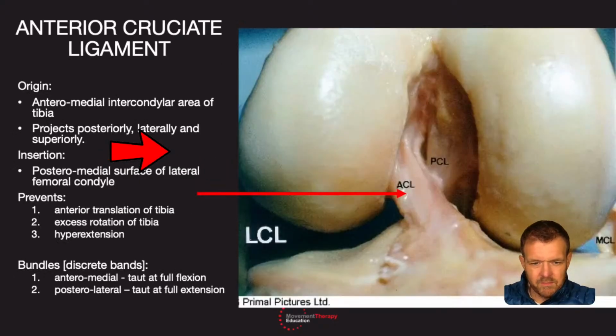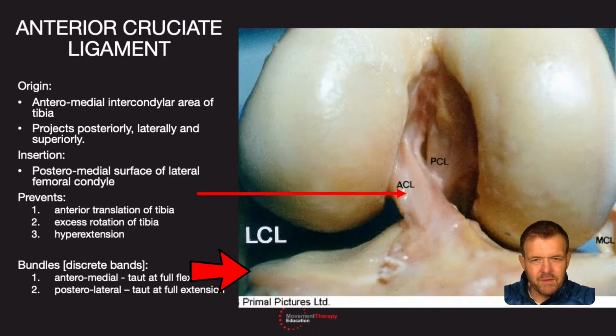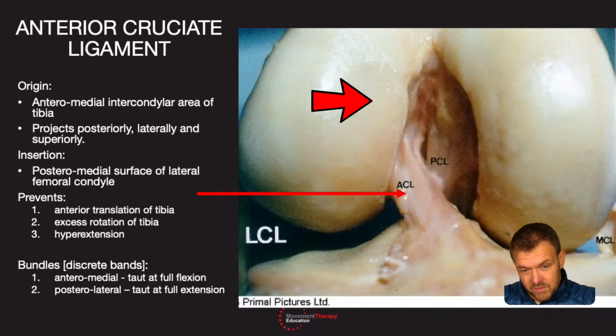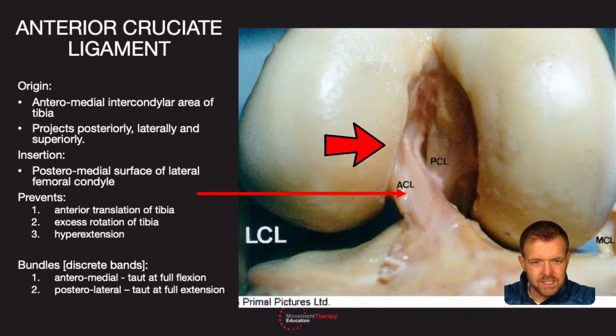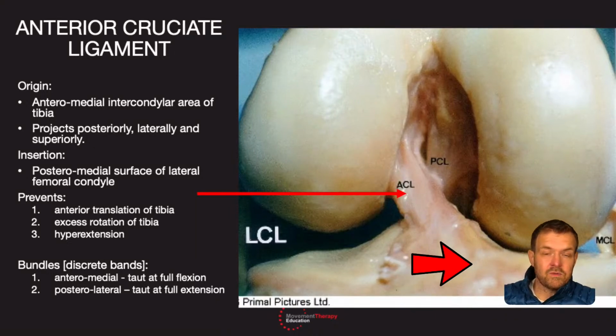And then we had a look at some pictures of this. So there's your ACL just there, and you can just about make out the fibula head down here, and the LCL. Well, from the text there, that's pretty obvious. So this has to be the lateral aspect. This is where the ACL originates from. So there's the lateral femoral condyle. This is the inside of that condyle, and then it attaches down here onto the medial aspect of the tibia, and it's at the front.